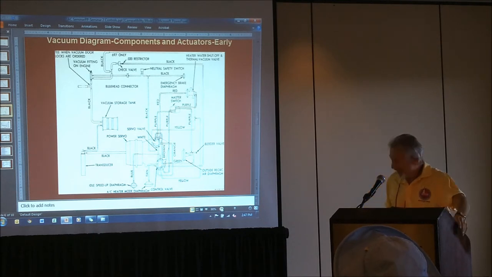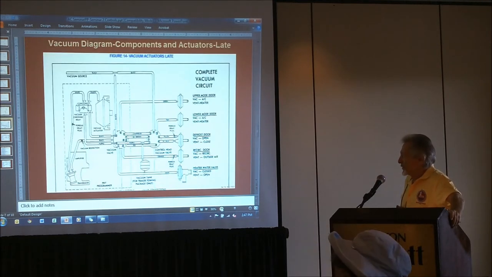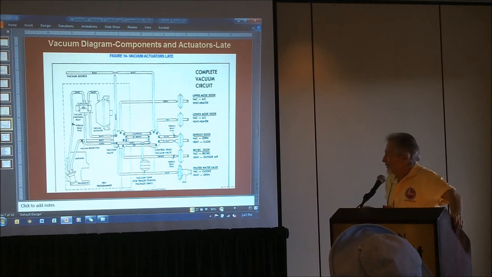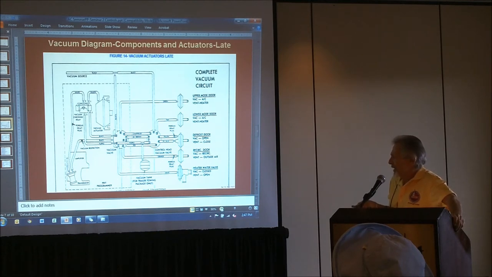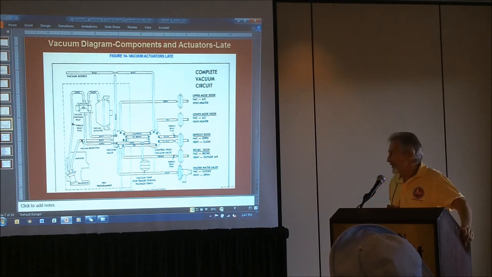However, let's go to the next, number 7, please. This is the later version, 71 on up. And you've got the transducer, amplifier, the power servo, everything is in the box that's on the inside, passenger side of the inside of the firewall. That's the little program, they call that the programmer. All of that is packaged together. And this is an easy one to do.